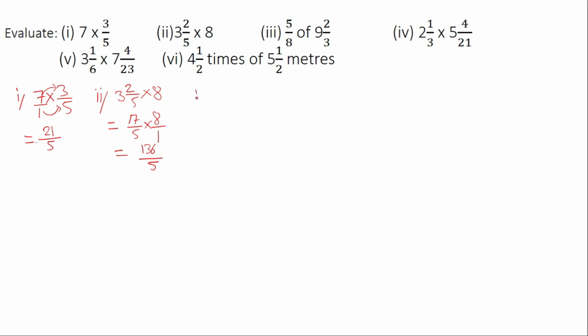Number 3, 5 by 8 of 9 whole 2 by 3. So the first work is to convert 'of' into multiply and change the mixed fraction into an improper fraction. So we will write 5 by 8 into 9 3 is 27 plus 2, 29 by 3. So 5 into 29 will be 145 by 8 into 3 is 24.